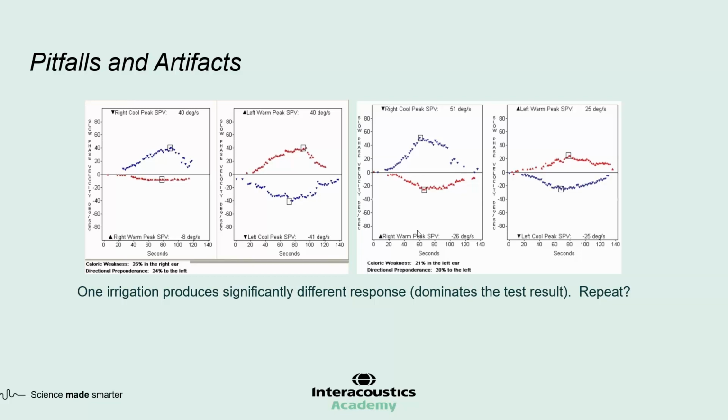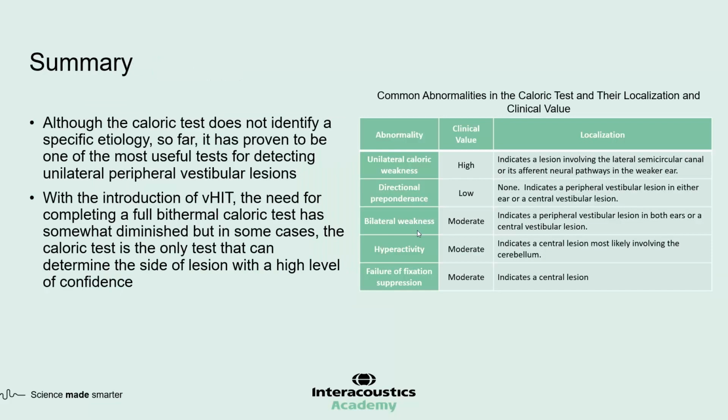All right, to finish up, here's the summary of the test findings, common abnormalities in the caloric test, and their localization value. If you have a unilateral caloric weakness, it's a very high clinical value. It means a peripheral vestibular lesion involving the lateral semicircular canal or the superior portion of the vestibular nerve in the weaker ear. Directional preponderance: low clinical value, no localizing value.